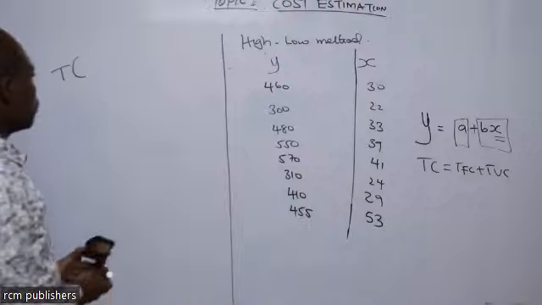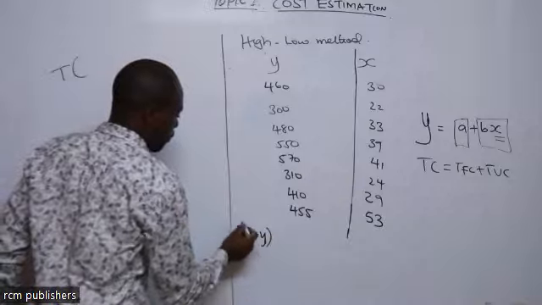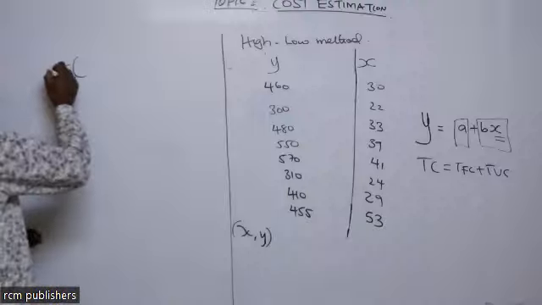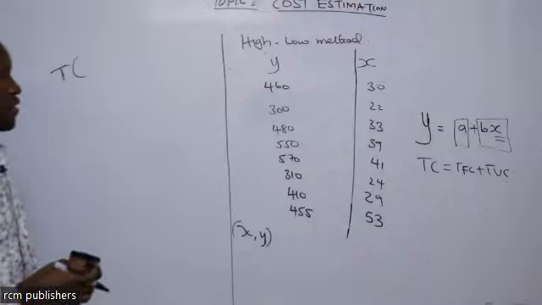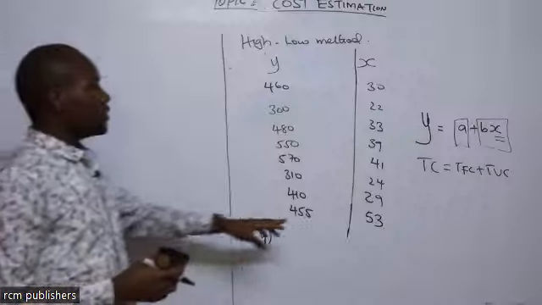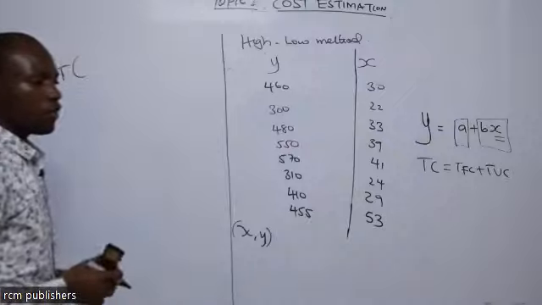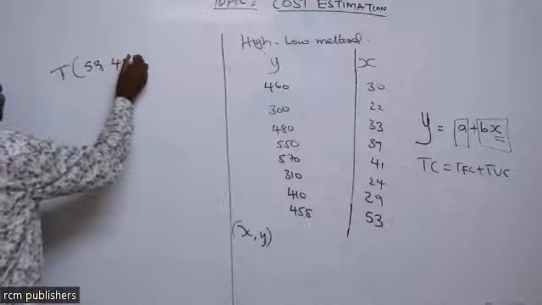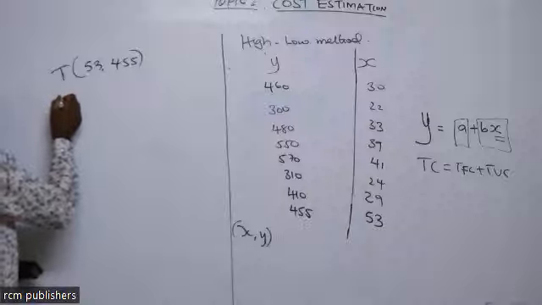And remember, when you're going to give the coordinates, we normally start with x, comma, y. So can someone give us the combination of the highest value? Let's call it coordinate T. What will that coordinate be? 53. So we are having 53 as the combination of the highest value. That is 53, 455. Okay.